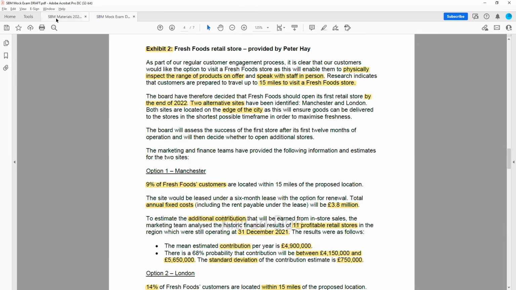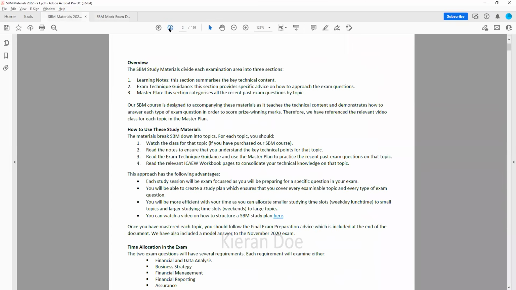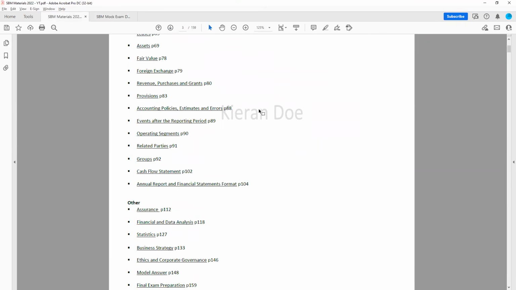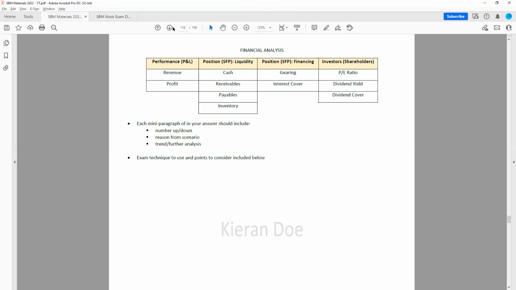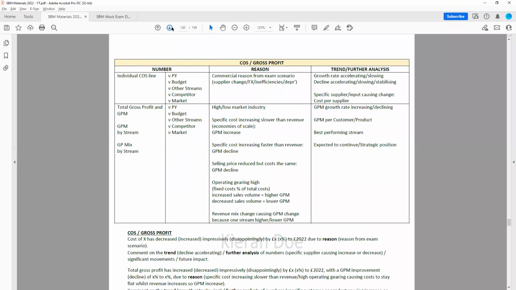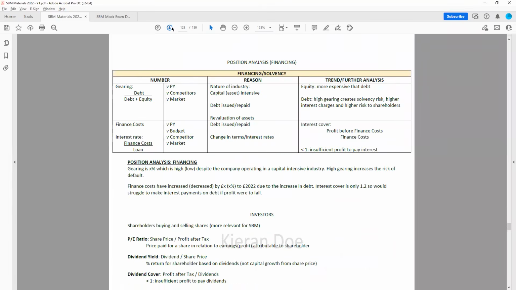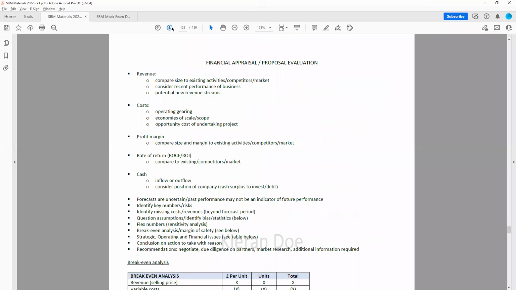Now, this is a common type of question in the SBM exam. When we're looking at financial and data analysis, we could be looking at performance analysis, so looking at how a business has performed year on year. They've actually done some of that analysis in this question. We could be looking at variance analysis, or we could be looking at just a more general proposal, a financial appraisal.